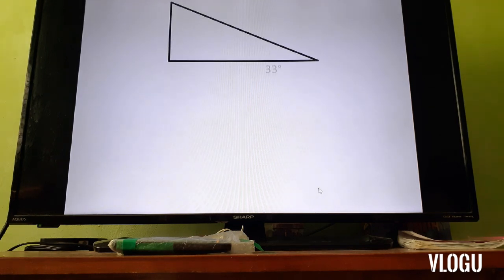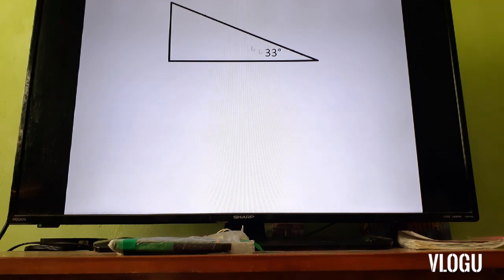Let's have an example. If I have a triangle having an angle of 33 degrees, ang una nating gagawin, the first thing to do is that we're going first to identify the degree kung saan po ba nakalagay, kasi that is our point of reference in order for us to find the opposite side of the given triangle. So at this time, I have my angle which is equivalent to 33 degrees.